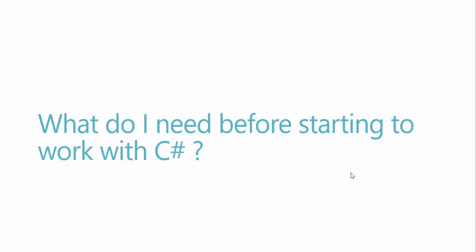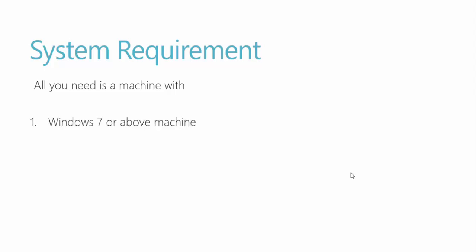And in this part, we'll be talking about getting started with Visual Studio 2015. So what do I need before starting to work with C#? Well, the system requirement is very, very simple. All you need in your machine is this: a machine with Windows 7 or above operating system and Visual Studio 2010 or above installed in your machine.